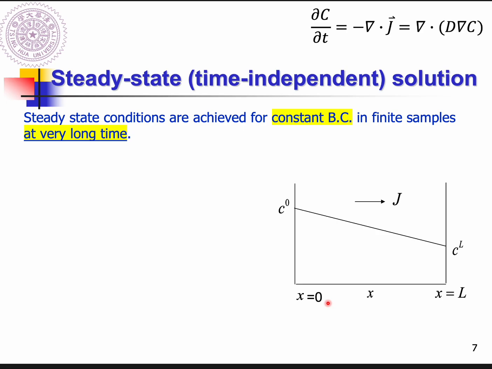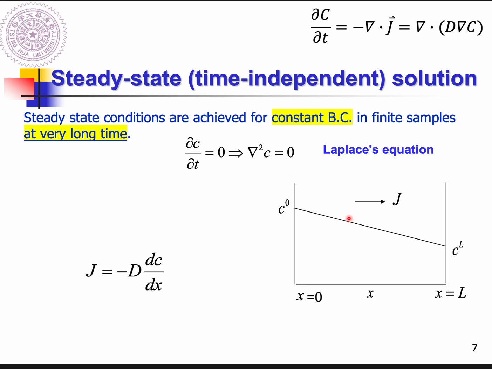Next, based on your observation, you find that this is definitely a steady state because the concentration profile does not change with time. Based on this, you get the Laplace equation in mass transport. In order to know the flux, we need to know c as a function of x, right? No t, because this is steady state, so no t. So we need to know c of x.